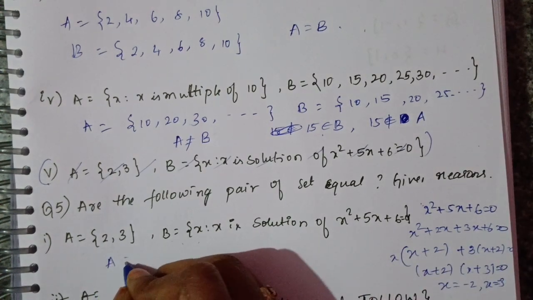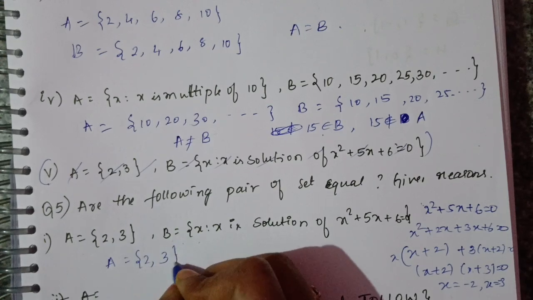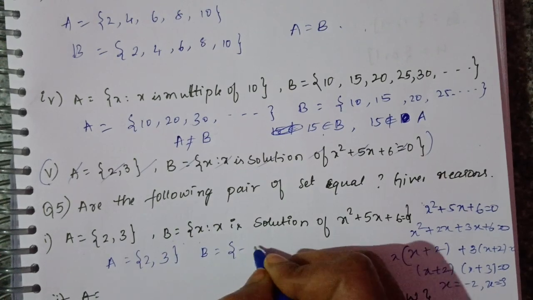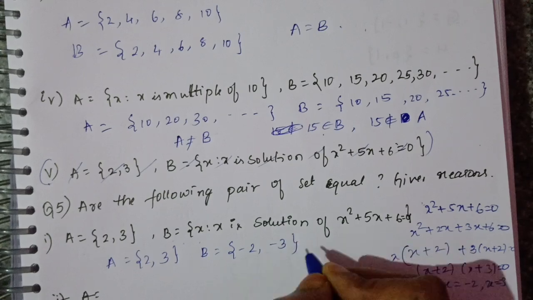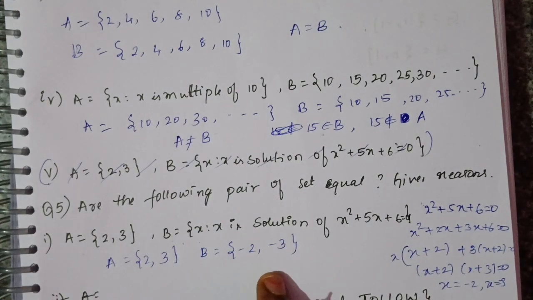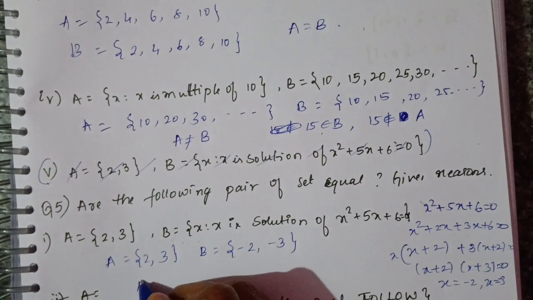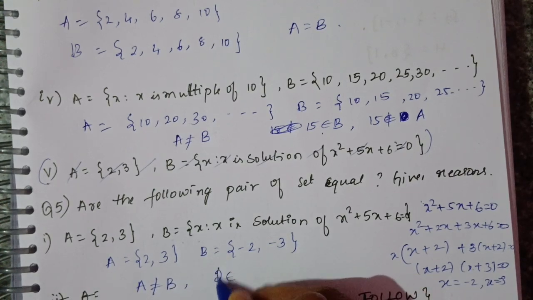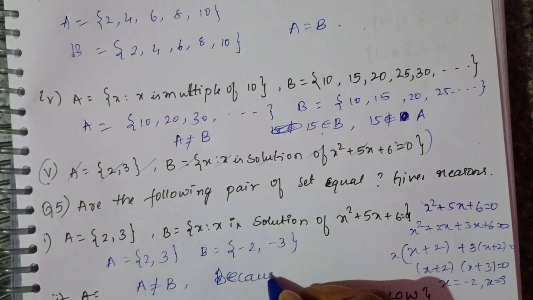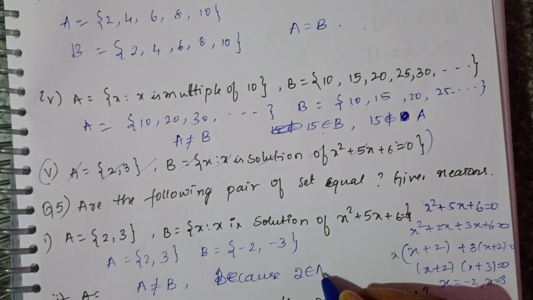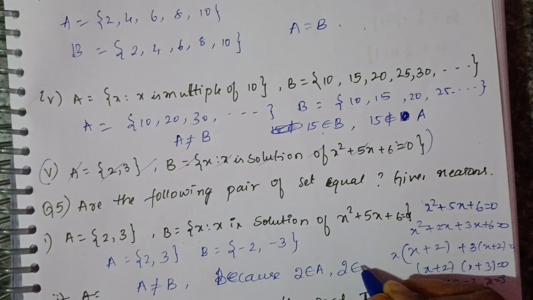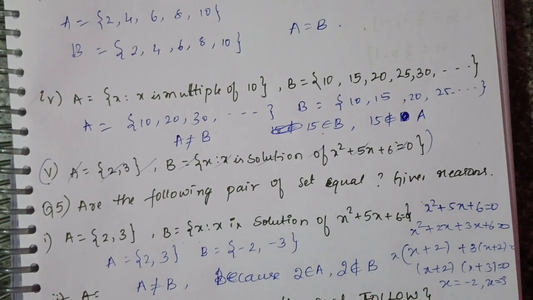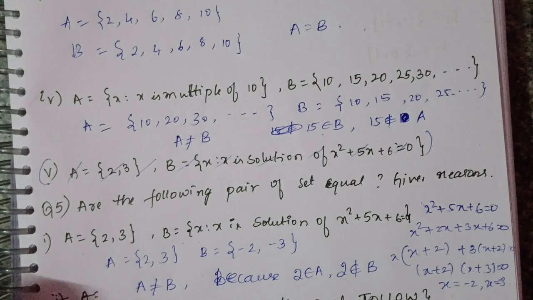Here, what is there in set A? 2, 3 is there. What is there in set B? Minus 2, minus 3. So here 2, 3 is there, and here minus 2, minus 3 is there. So here A is not equal to B because 2 belongs to A, but 2 does not belong to B.